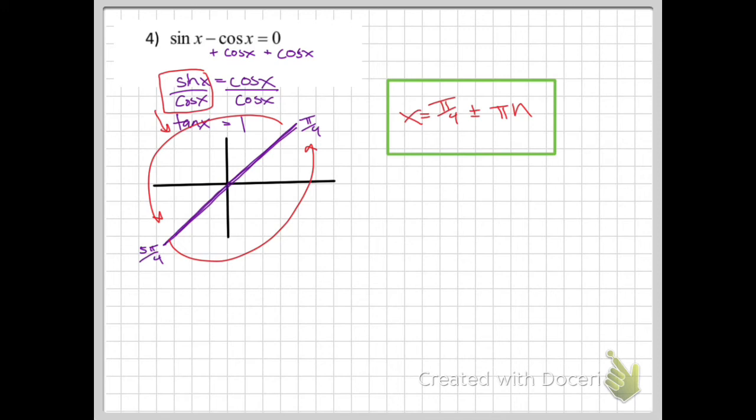Just as a heads up, you also could have just thought this one through. We were at sine x equals cosine x. This is just saying the y value equals the x value. Where on the unit circle are your coordinates the same, right? This is root 2 over 2, comma, root 2 over 2. That's a place the coordinates are the same. And this is negative root 2 over 2, comma, negative root 2 over 2. That's another place the coordinates are the same. So sometimes, rarely, you can just kind of see the answer.